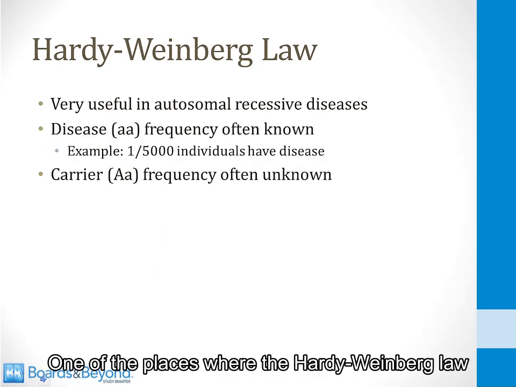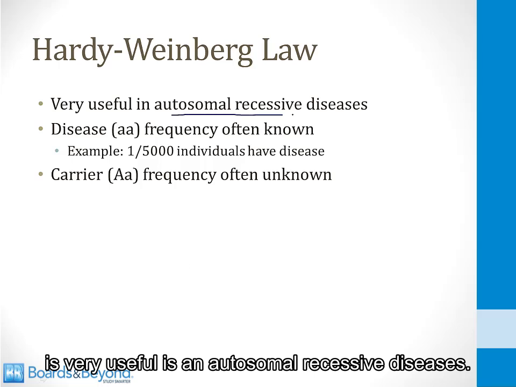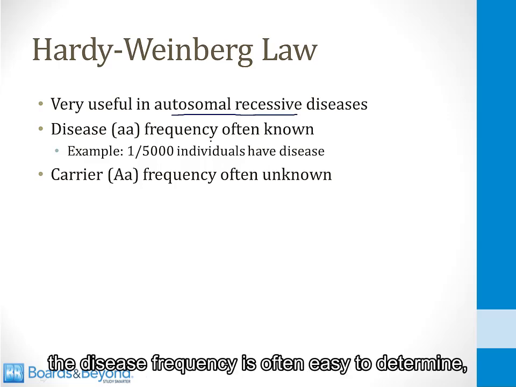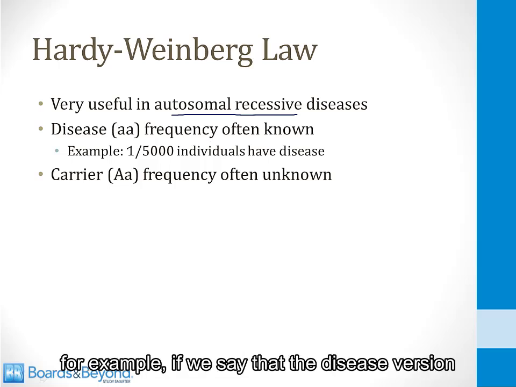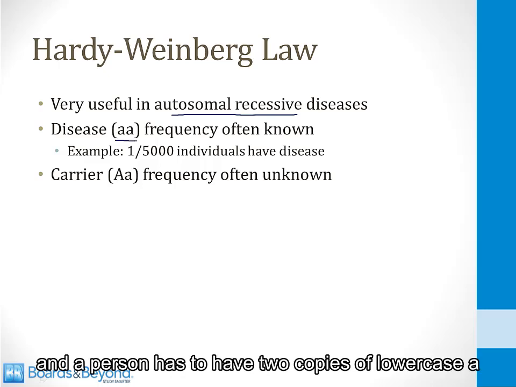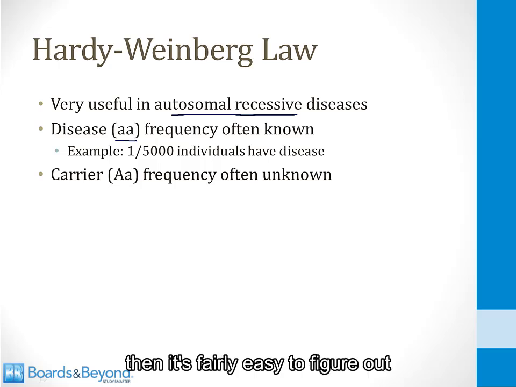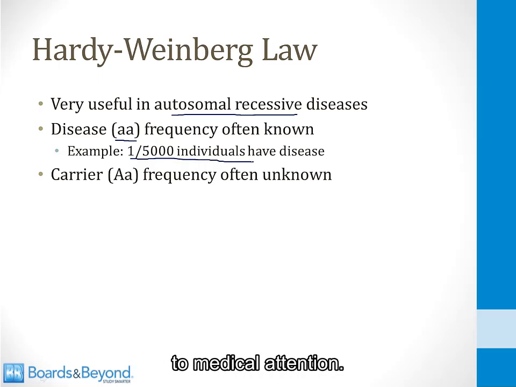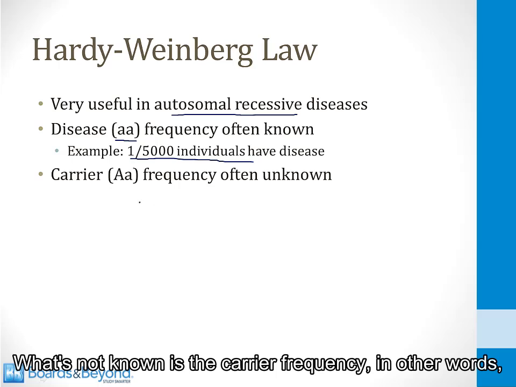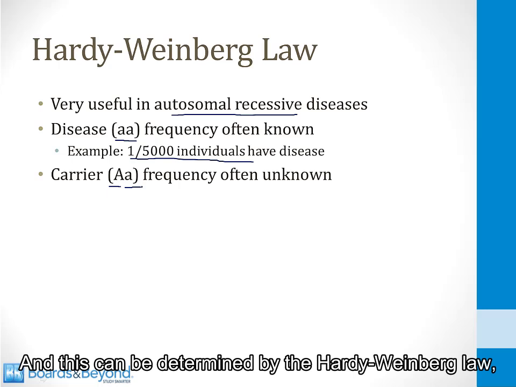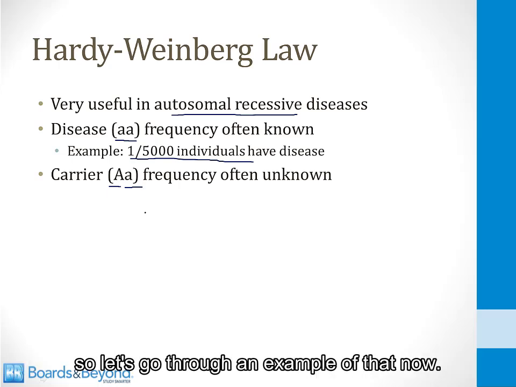One of the places where the Hardy-Weinberg Law is very useful is in autosomal recessive diseases. These are rare conditions, and in these diseases, the disease frequency is often easy to determine. For example, if we say that the disease version of the gene is lowercase a, and a person has to have 2 copies of lowercase a to develop disease, then it's fairly easy to figure out that 1 in 5,000 individuals have disease because they're sick and they are brought to medical attention. What's not known is the carrier frequency. In other words, how many people are walking around with 1 normal copy of the gene and 1 disease copy of the gene, and this can be determined by the Hardy-Weinberg Law, and this is something you're often tested on, so let's go through an example of that now.